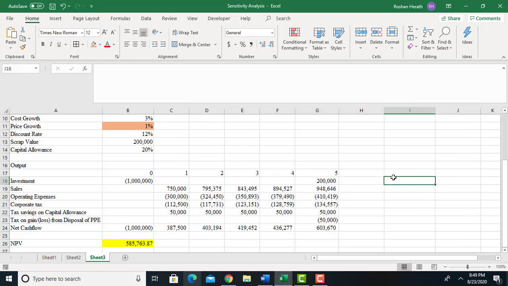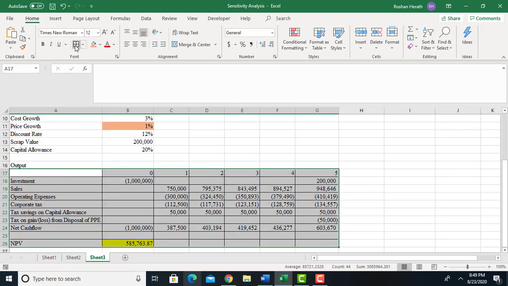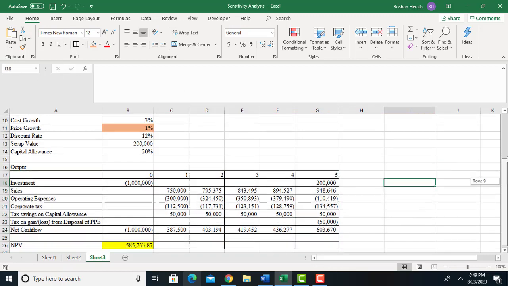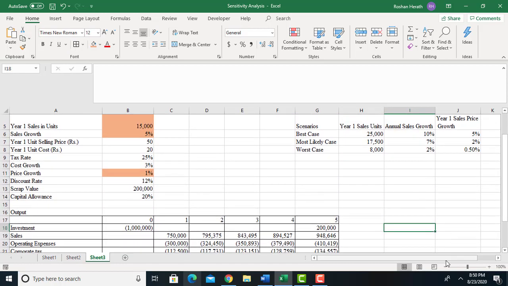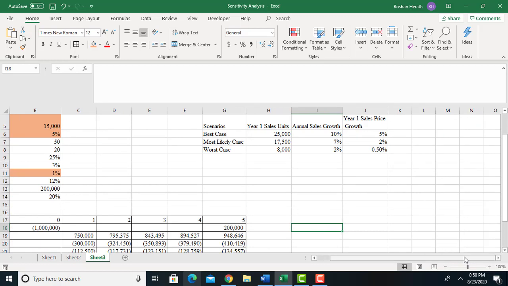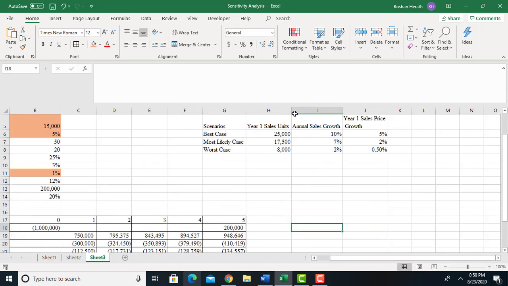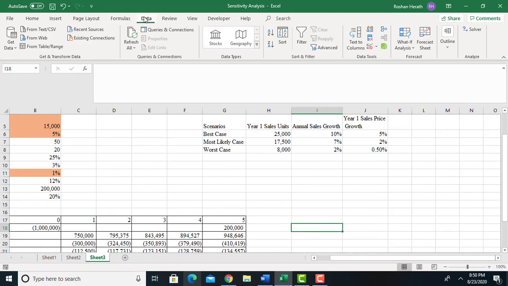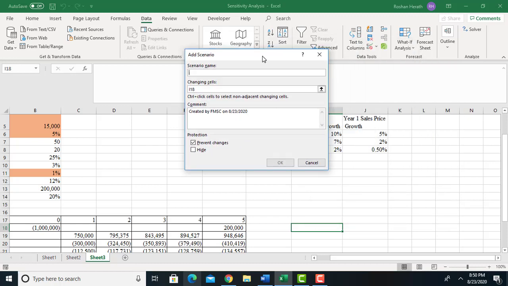Right? Now you have your output with you. Okay. Now we will be coming to the most important aspect. It's about the different scenarios to be attempted, right? Now you have worked out the basic model. Now let's incorporate the scenarios. Go to Data, take Scenario Manager. Then you can add the scenarios starting from the first scenario.